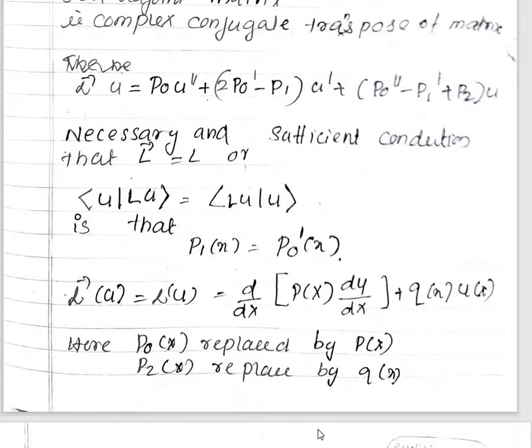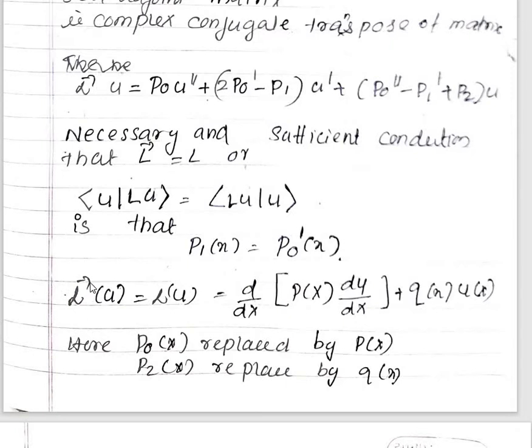Okay, so here what happened is, P0 is replaced by p of x, and P2 of x is replaced by q of x. Here we replace P1 of x by P0 dash of x. So when we do this, this is the necessary and sufficient condition for an operator to be self-adjoint. So this is an equation for a self-adjoint differential operator.